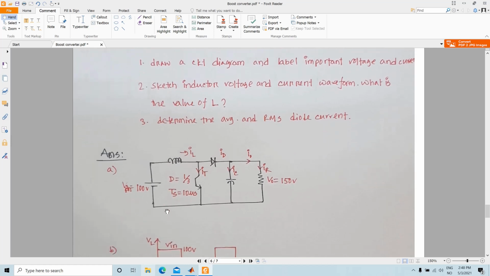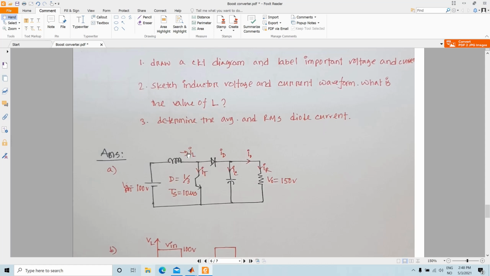So here is your circuit diagram. This is our input voltage, 100 volt, the output voltage is 150 volt, and this is the current flowing through the load, IR, or you can represent it as I out as well. This is the current IC, this is the diode current flowing through the diode, ID, and the transistor current, IT.